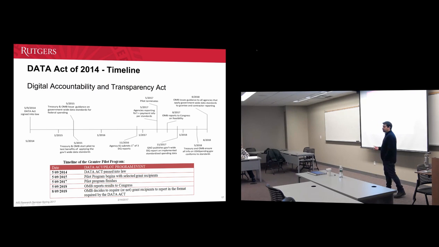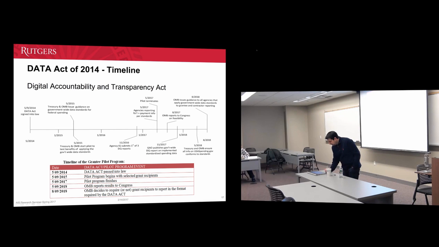And a lot of people, like we said, if you have a small town, it's very unlikely that they can hire someone who can do that. So instead, what will happen is they will file it to Treasury, and Treasury will convert it to XBRL and post it to usaspending.gov. That's the story of the Data Act.